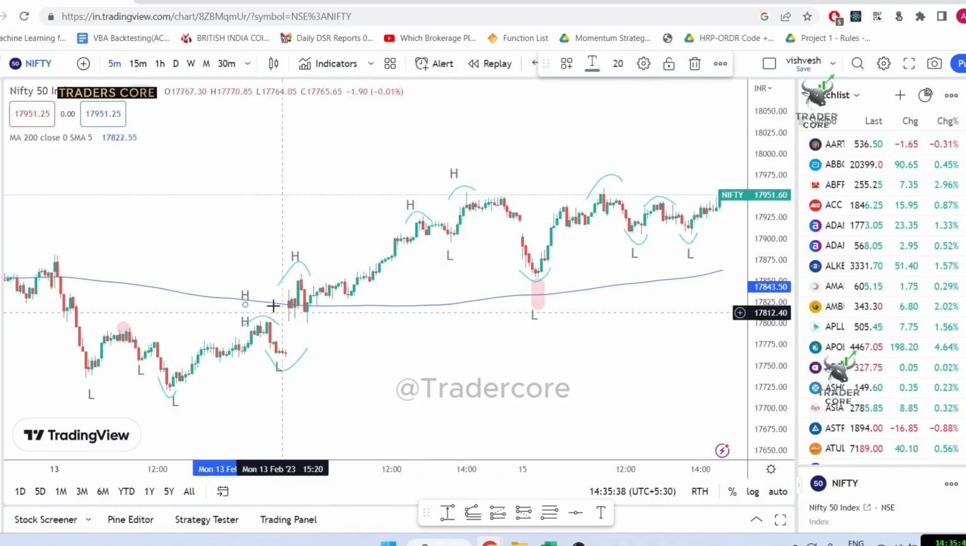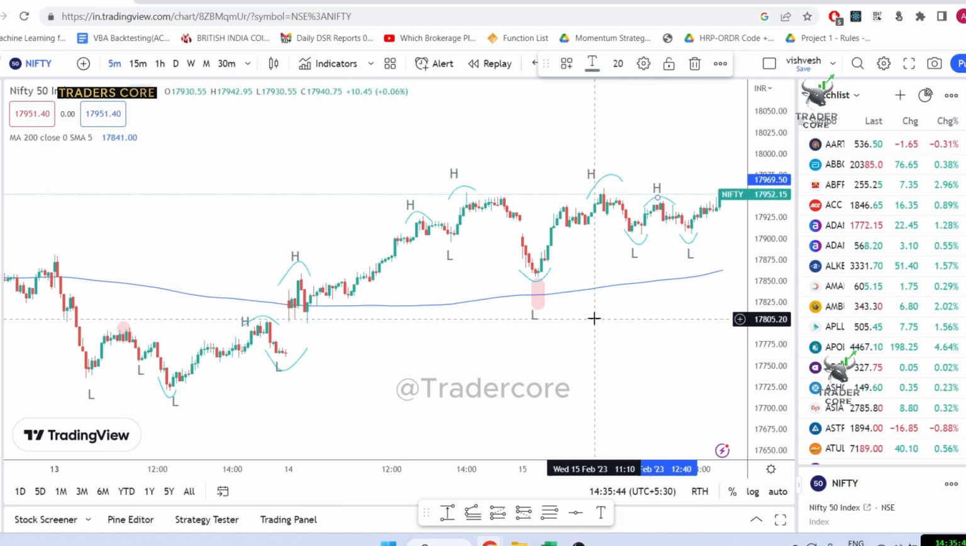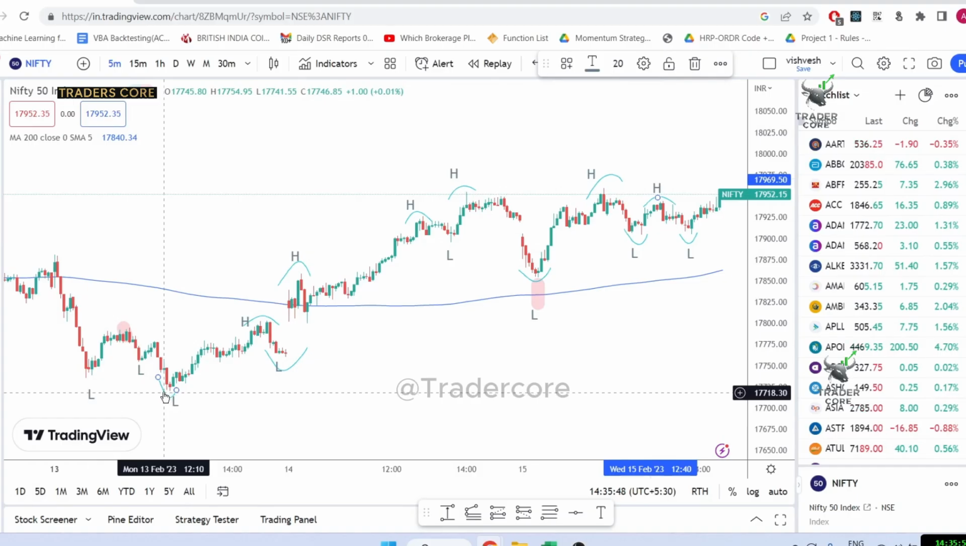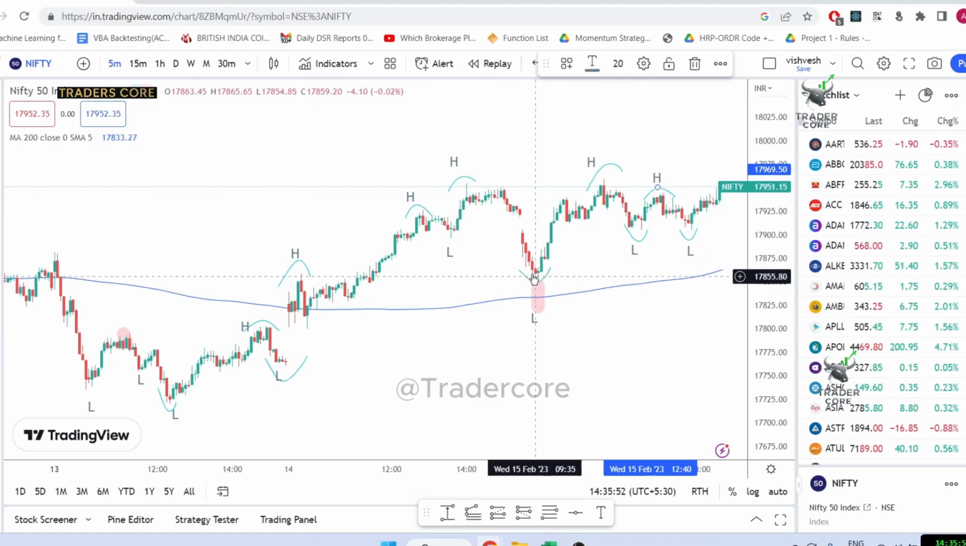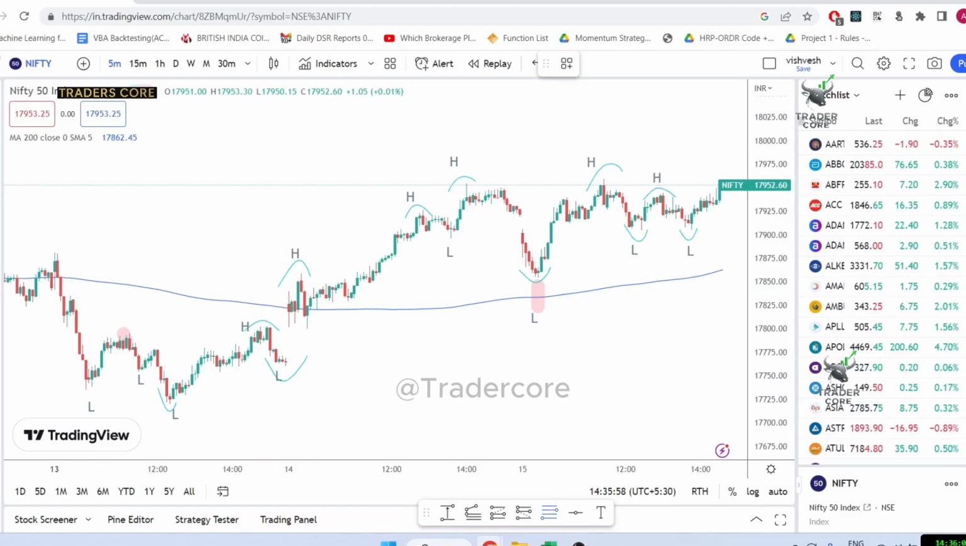Now, when we are making the Fibonacci, we have to connect one swing low to one swing high. If it's going up, we will connect from low to high. And then we'll again try to see if we are getting one of the lows to touch the Fibonacci. So let me show it to you. I'm clicking Fibonacci retracement. Let me try to click from here.